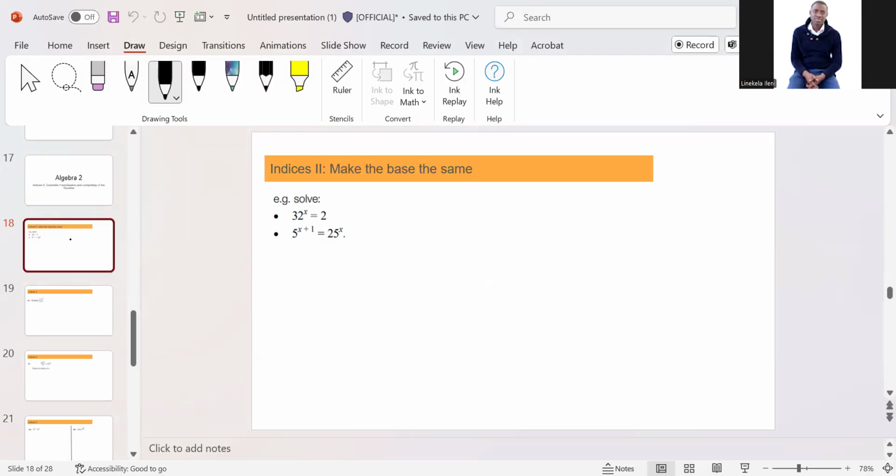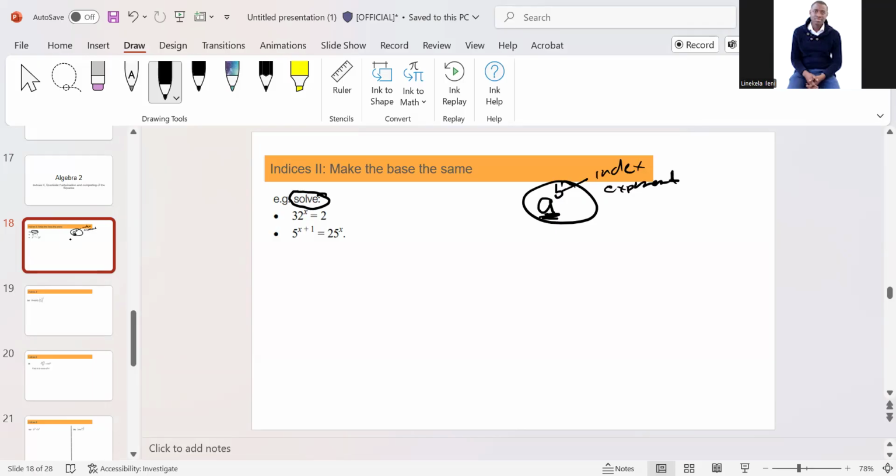Now, indices, as we would call it, has got, like I said, two types of questions. So you do have questions where they ask you to solve, and when you're solving an index, remember, please, an index is just a base with an exponent, right? So these are our indices. The index is the exponent, and then the base is obviously the one that holds the exponent.